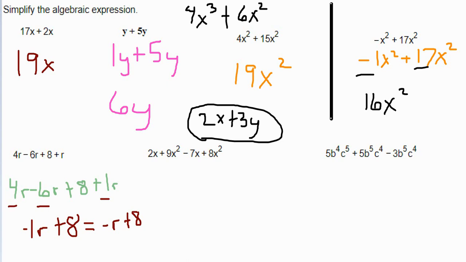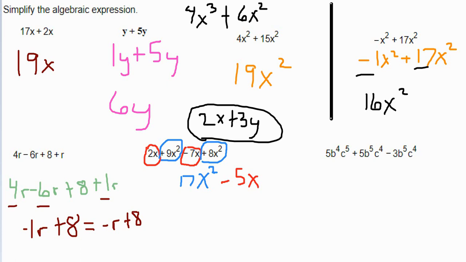Next one, we have 2x plus 9x squared minus 7x plus 8x squared. The like terms are the 2x and the negative 7x. Those go together, which make a negative 5x. And then we have the x squareds. We have a positive 9x squared and a positive 8x squared, which is 17x squared. And that's our answer. We can't do anything else other than the 17x squared minus 5x. We're done at that point.